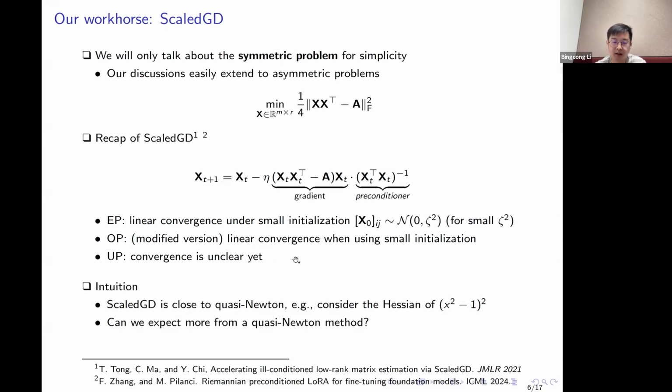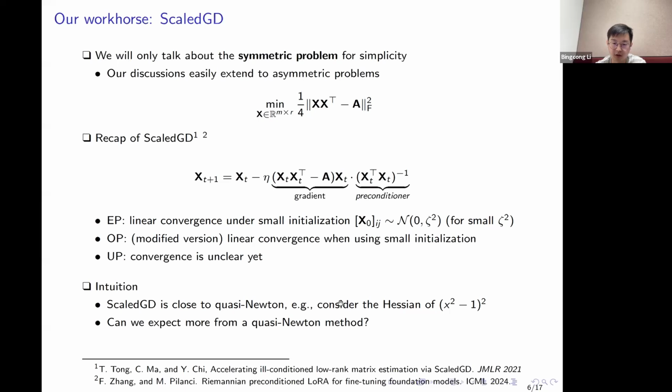Now let's step back and re-examine this iteration. We will find out that scaled gradient descent itself is actually a Gauss-Newton method. To understand this, we can check this one-dimensional problem, x squared minus 1 squared. This is exactly in the format of our symmetric matrix factorization problem. If you write the Hessian out, you can see that this preconditioner is an approximation to the Hessian. That's why we call scaled gradient descent a Gauss-Newton method.